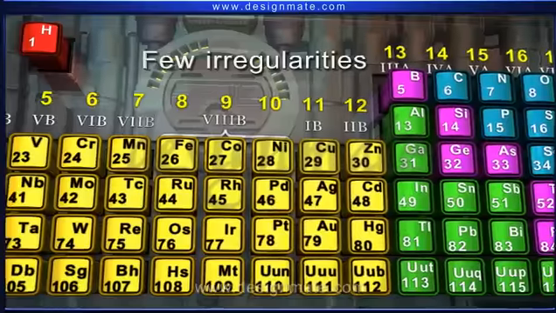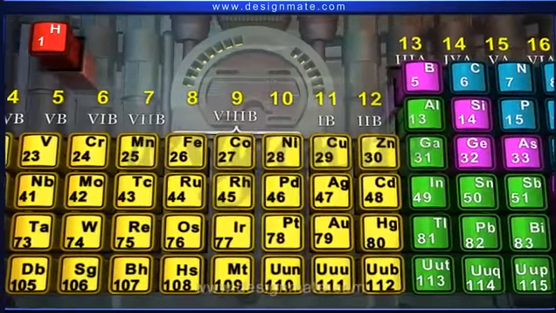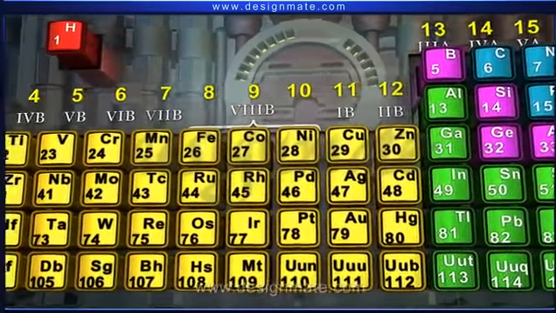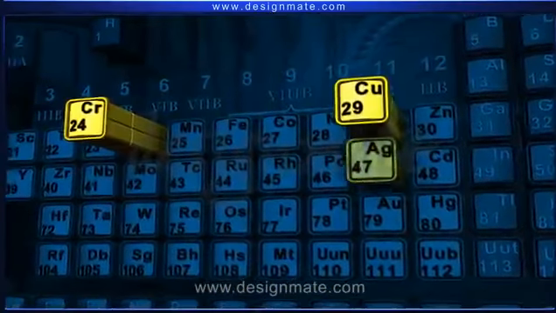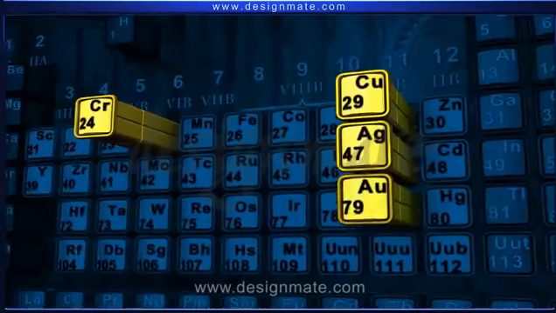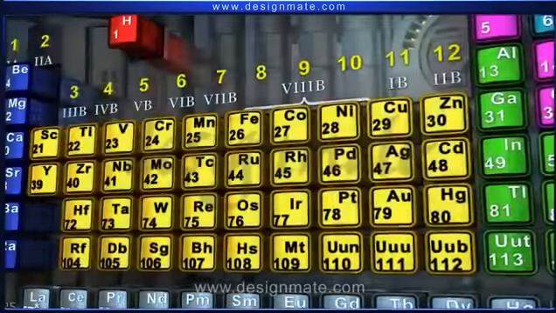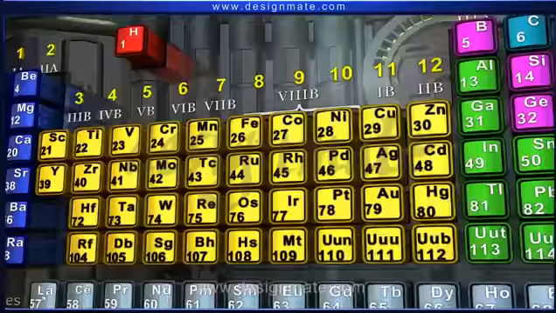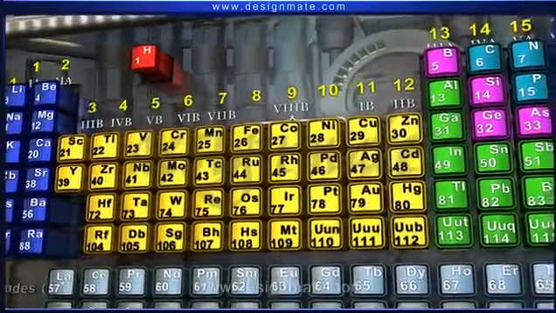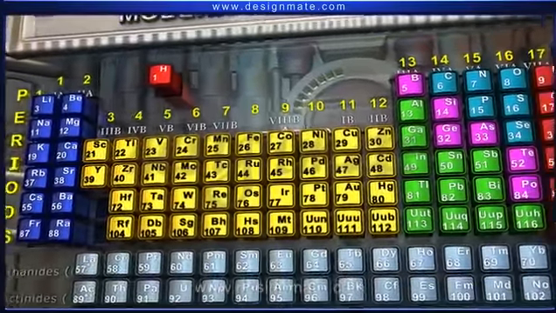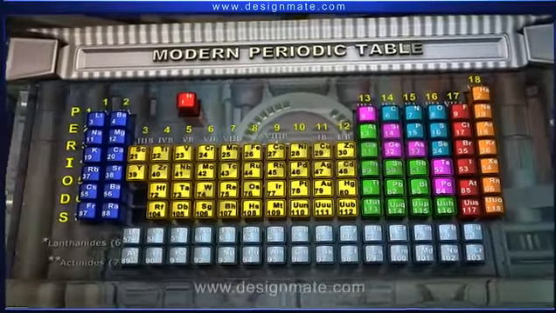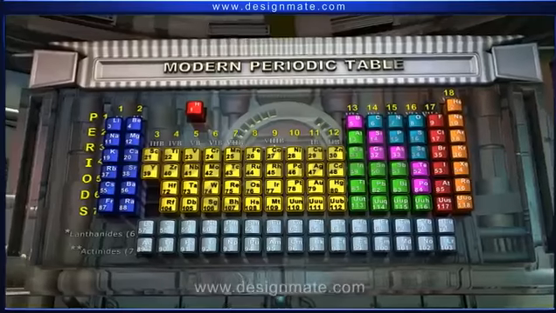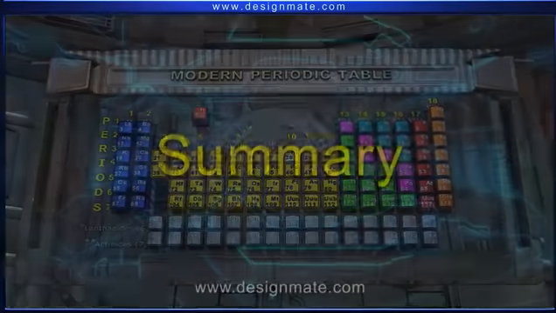However, there are a few irregularities shown by some elements in their configurations, such as that for chromium, copper, silver, gold, etc., which we'll study in a separate topic. Despite these irregularities seen among the elements, it is possible to predict the position of most of the elements in the periodic table from their configurations and vice versa.